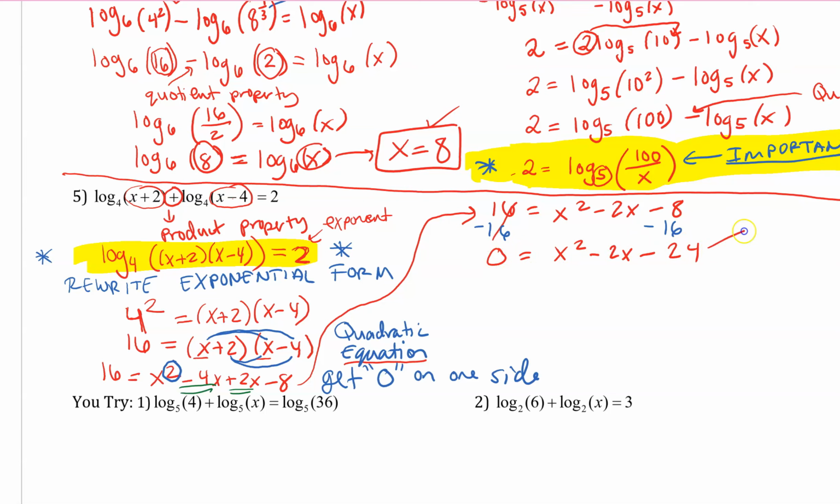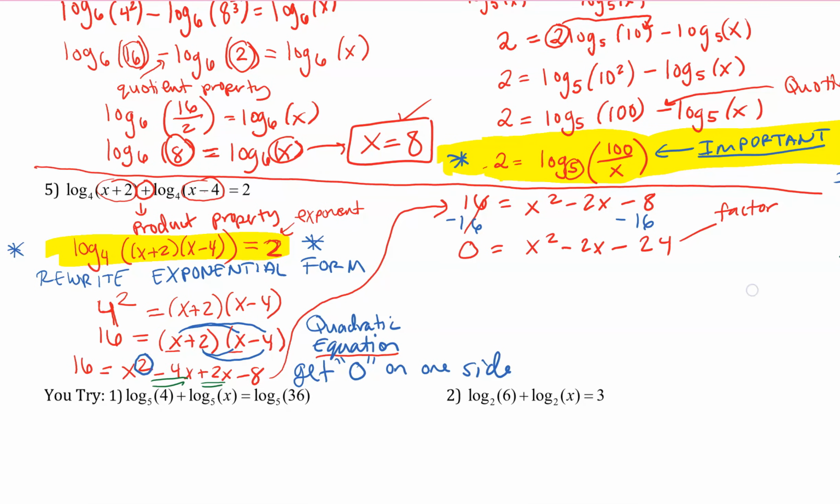Okay, so once you get here, you've got your quadratic equation on one side, you've got 0 on the other. Now we're going to factor. And if factoring doesn't work, we'll use the quadratic formula. But I'm going to try to find 2 numbers that multiply to c, negative 24, and add to b, negative 2. So I'm thinking of negative 6 and positive 4.